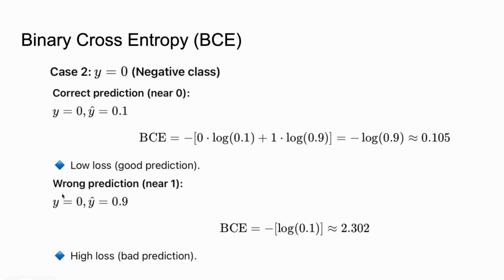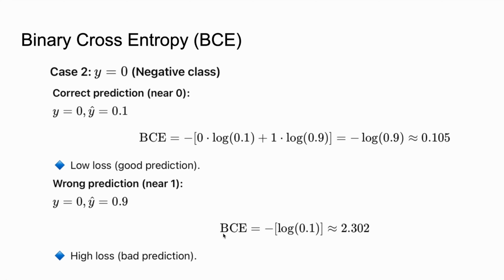And let's look into the second part where the prediction is wrong. So y equals 0 and y hat is 0.9, which is near to 1. That means this is a wrong prediction. If you put all of this in, you'll get 2.302. That means this loss is higher. High loss means a bad prediction.